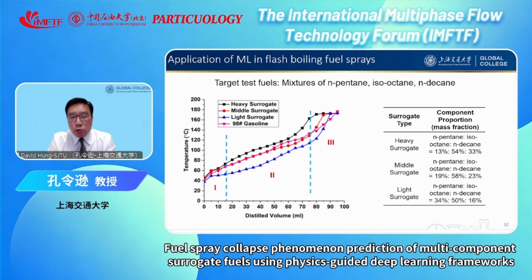So this slide shows you 3 different surrogates. We call them the light, the heavy, the middle, and then the inverted triangle is the gasoline. So we're able to use this type of composition between heptane, octane, and decane to mimic the gasoline fuel in the context of distillation. You can see that the curve represents different parts of evaporation or distillation based on the volume. So we have a good formula for this type of fuel.